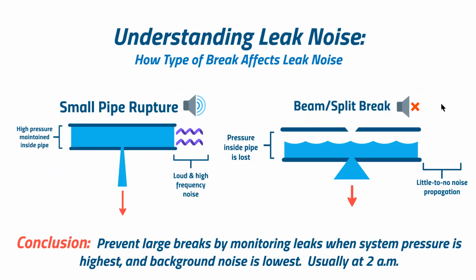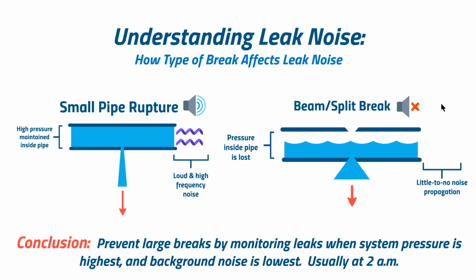Also, the size of the leak plays a role in how well the sound is propagated down the pipeline. A small pipe rupture creates and maintains that high pressure differential between the inside and the outside of the pipe. Thus, you get your loud and high frequency noise. The larger the leak, the less pressure that is maintained inside the pipe, and therefore your pressure differential drops, and you have little to no noise propagation.